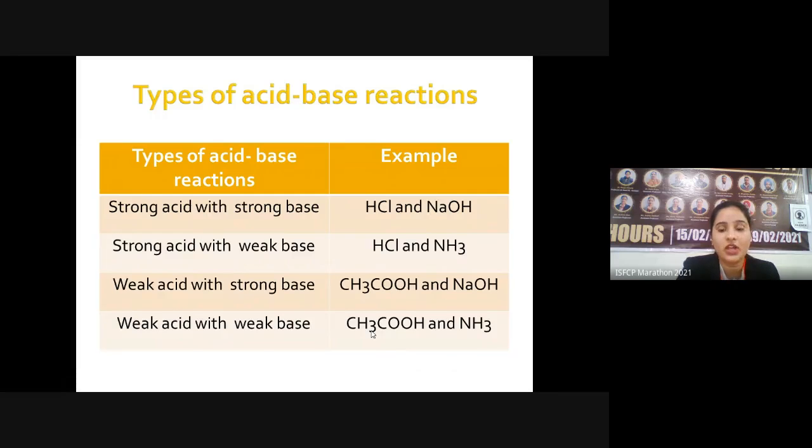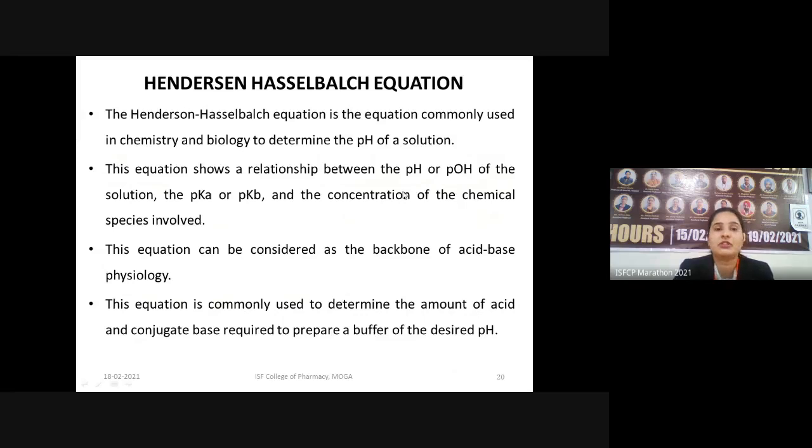So turn by turn, we will discuss all these reactions, and we will also discuss the graphs of these reactions. Before that, we will discuss the most important equation, which is known as the Henderson-Hasselbalch equation. This is a very important equation. It is commonly used in chemistry and biology to determine the pH of a solution.